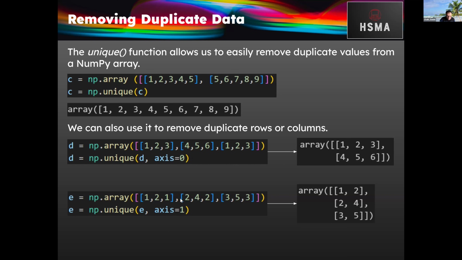So 1, 2, 1, 2, 4, 2, 3, 5, 3. If we call that with axis equals 1, this basically says, well, 1 is a duplicate within this group. So we'll just leave that as 1, 2. 2 is a duplicate in this group. So we'll just pass back 2 and 4. 3 is a duplicate in this group. So we'll just pass back 3 and 5.